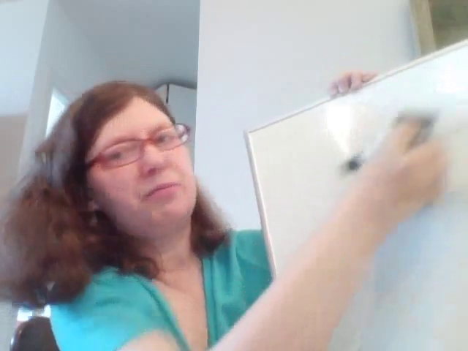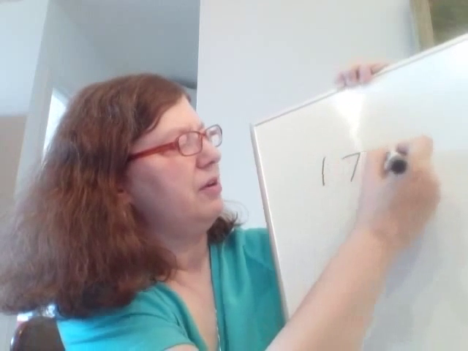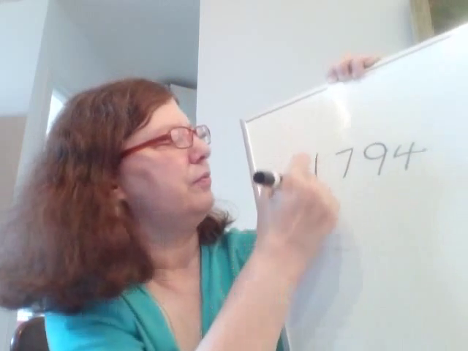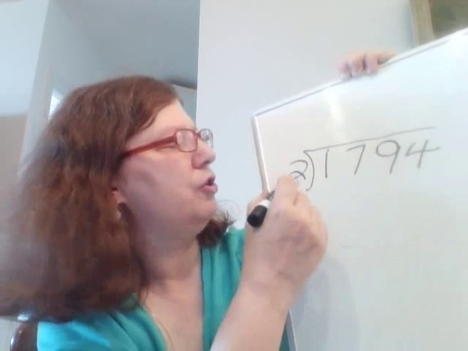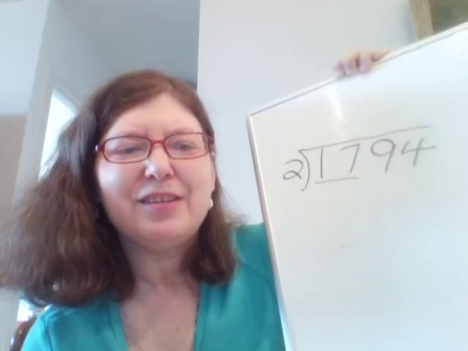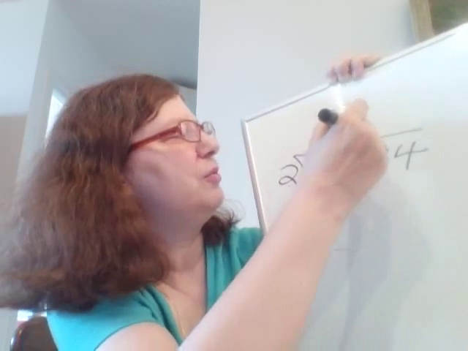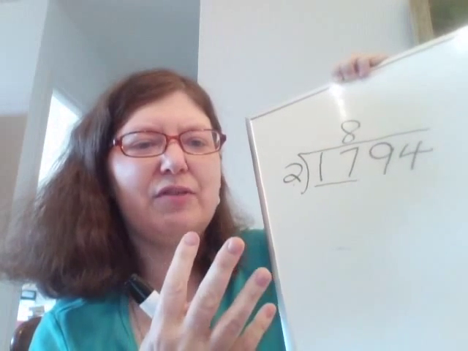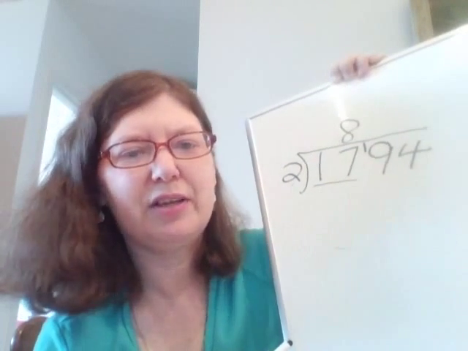Each of these problems we're going to do twice. 1794 divided by 2. Okay. 2 goes into 17. 8 times 2 is 16. That's pretty good. So we put 8 up here. How far is it from 16 to 17? 1. So we take that leftover and we put it in front of the next guy.